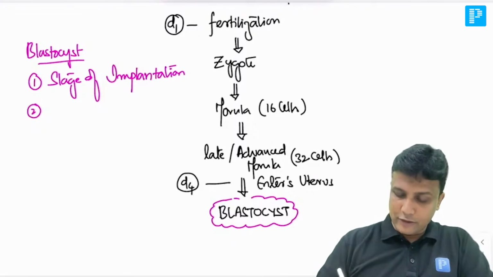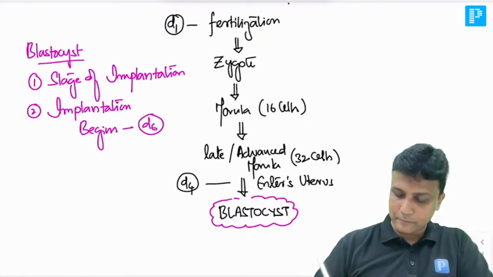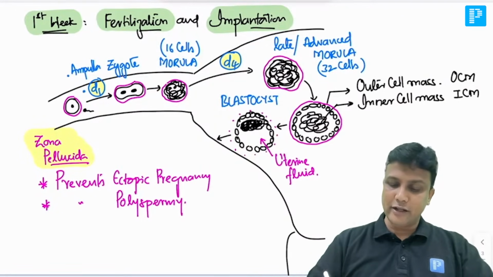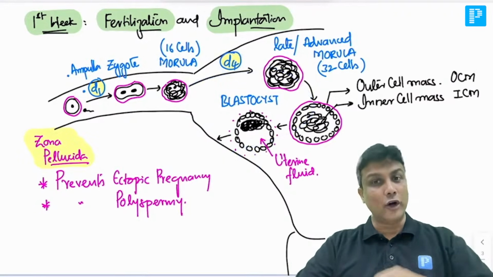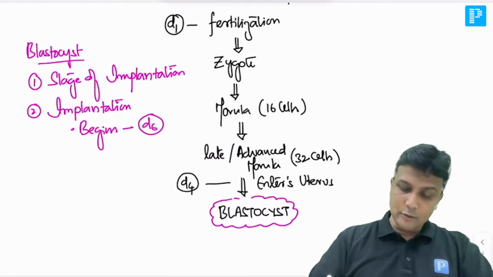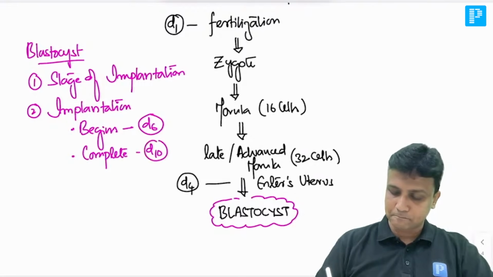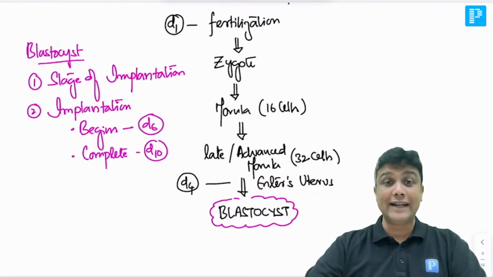Next, question number 2 that you have to remember is, on which day will the implantation occur? Implantation begins on which day? Please remember, implantation begins on day 6. I told you very clearly, the late morula enters the uterus on day 4, and finally on day 6 it undergoes implantation. Now this implantation process will complete by which day? It will complete by the 10th day. Implantation begins on the 6th day and completes by the 10th day.